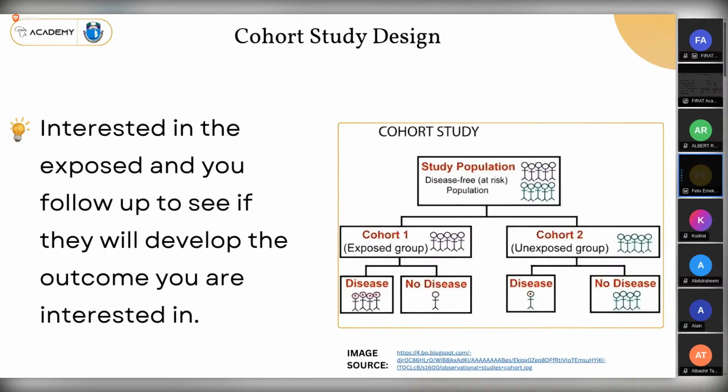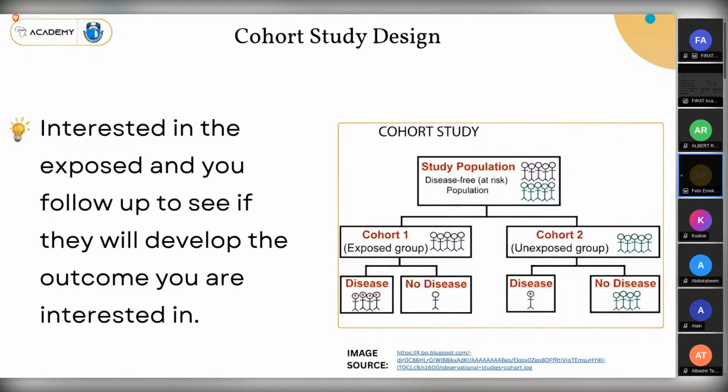So cohort studies are often called longitudinal studies or follow-up studies, because you have to follow participants. These participants, in the initial stage, were disease-free. They didn't have any disease. So you have a first group, they didn't have any disease. You have a second group, they didn't have any disease. You expose the first group to a condition that will make them have the disease. The other group is not exposed to that same exposure. You follow them over time and see whether they will develop the outcome you're interested in.